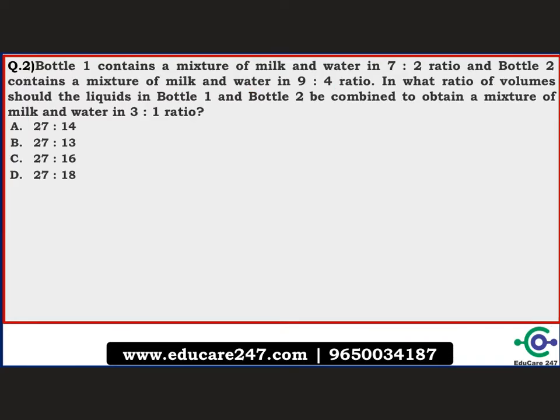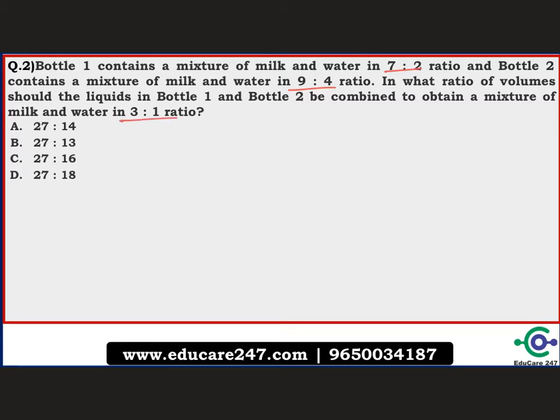Question number 2 says, bottle 1 contains a mixture of milk and water in ratio 7:2. So this is a mixture question. Bottle 2 contains a mixture of milk and water in the ratio 9:4. So there are two bottles. In what ratio should the volumes of the liquids in bottle 1 and 2 be combined in order to obtain a mixture of milk and water in the final ratio of 3:1?